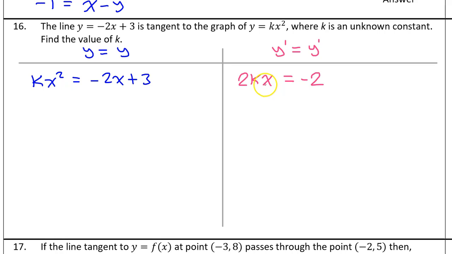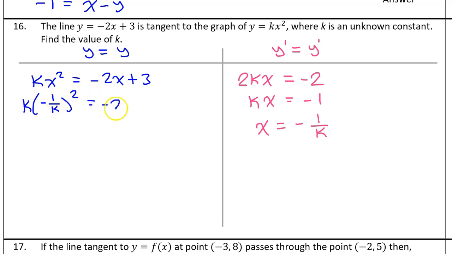So I'm going to divide both sides by 2. Let's get that out of the way. So we have kx is equal to negative 1. Now I'm going to divide by k. So x is equal to negative 1 over k. Now we substitute this expression, which is equivalent to x, in for x in the blue equation. So we're going to have k times negative 1 over k squared is equal to negative 2 times negative 1 over k plus 3.